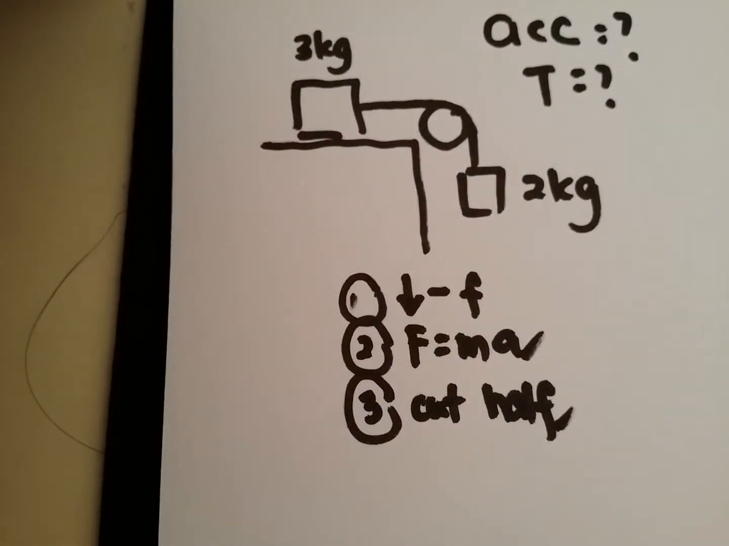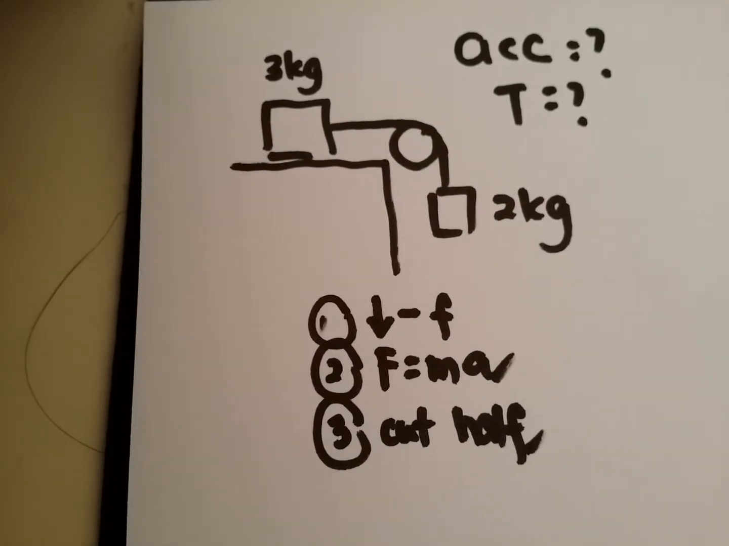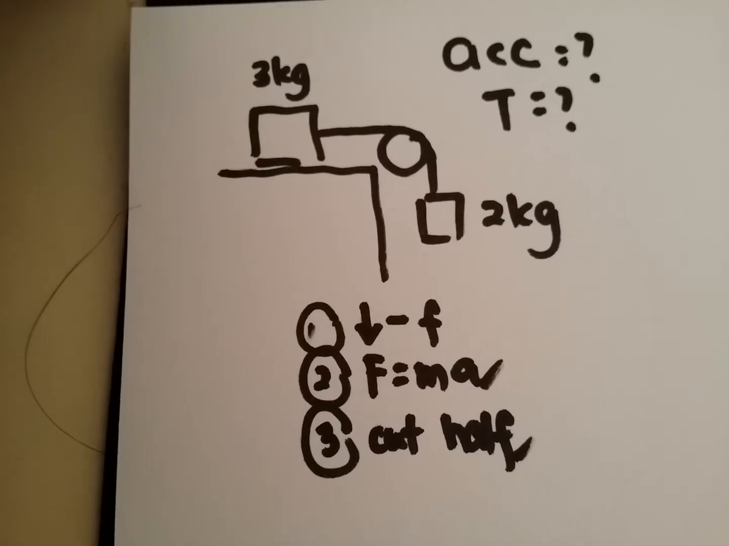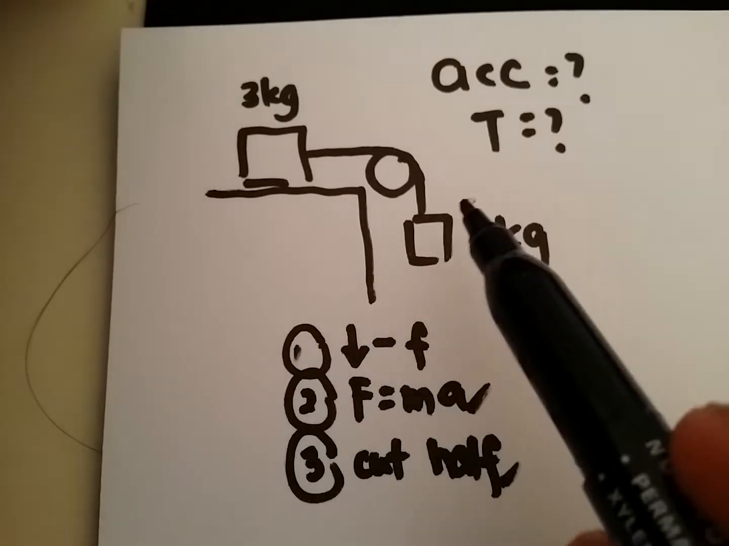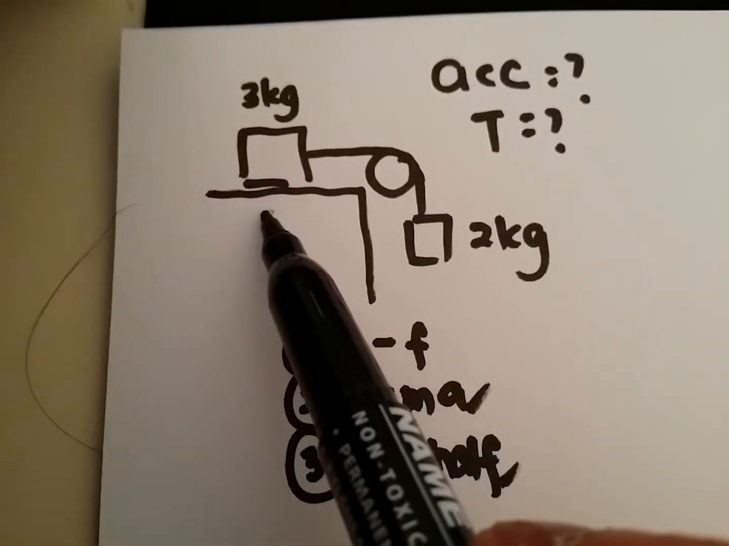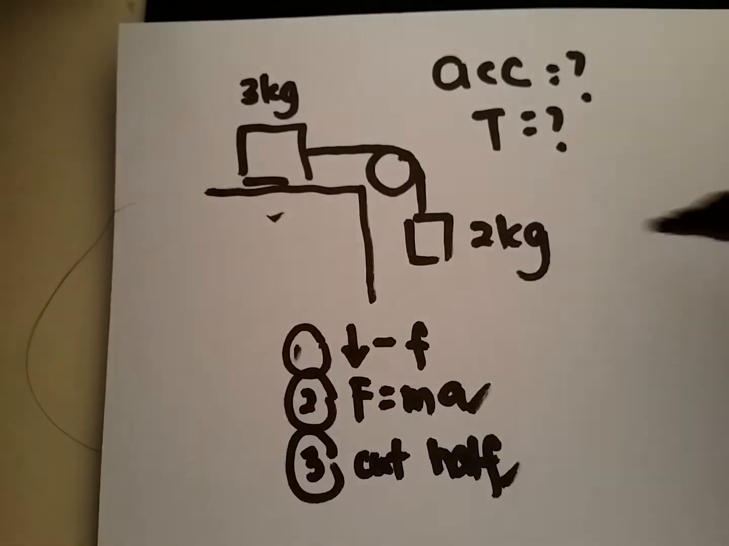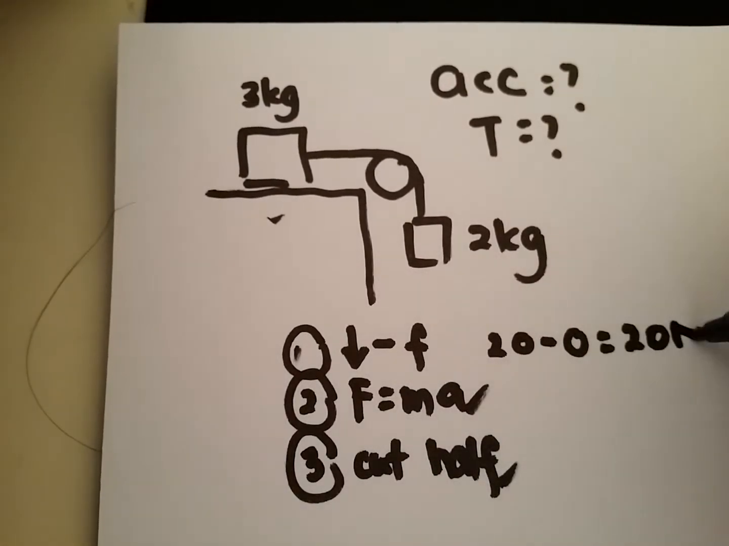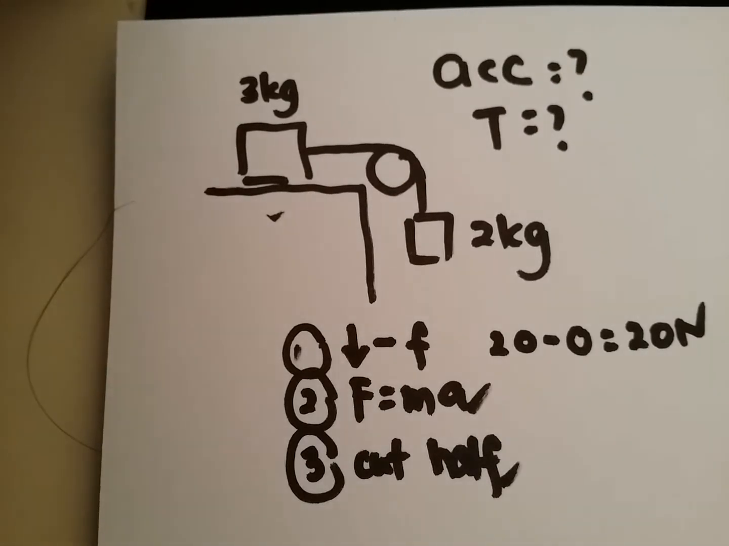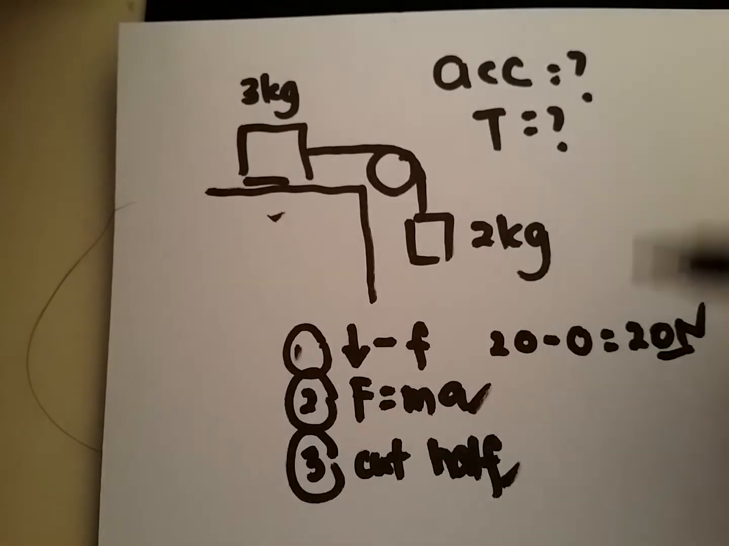So first things first, when we look at this question, we must be able to know what the resultant force is. When I say resultant force, I'm referring to whatever force that is going down minus the friction here. In this example, fortunately, we do not include any friction. So my first step is, I will do 20 minus 0 because there's no friction, to give me 20 Newton.